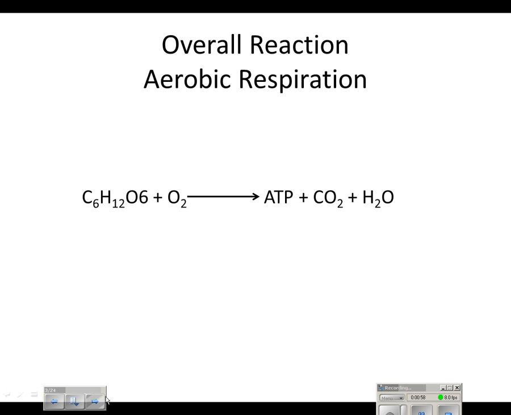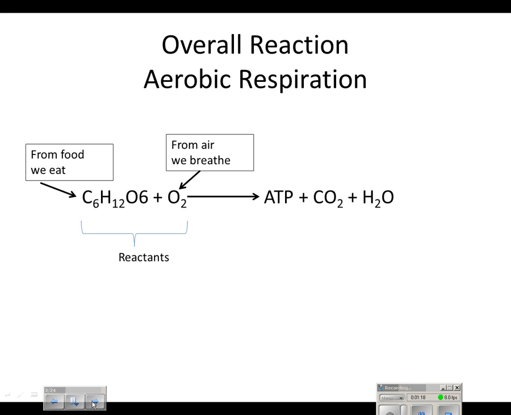The overall reaction for aerobic respiration is as follows. You have the C6H12O6, or the glucose, plus the oxygen. Remember, these are the reactants, and glucose we're going to get from the food that we eat, from breaking down starches, and we get oxygen from the air that we breathe.